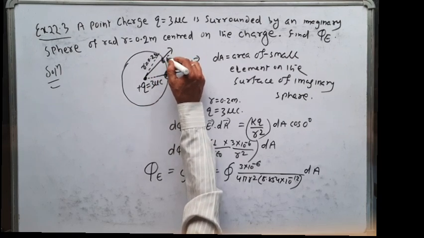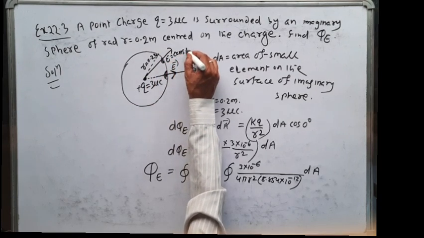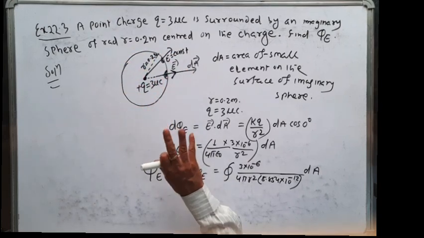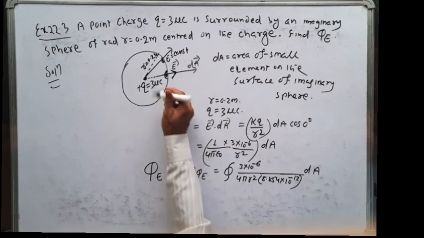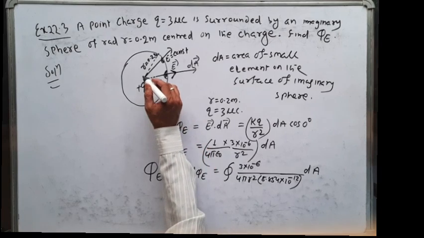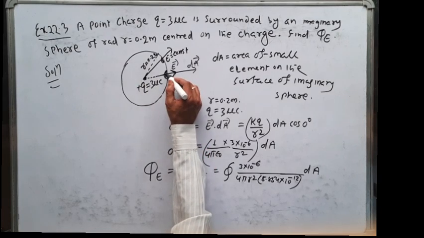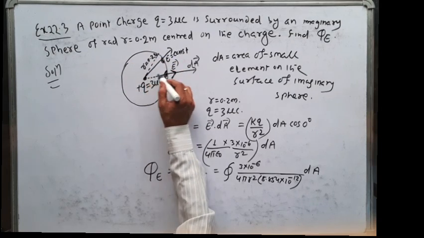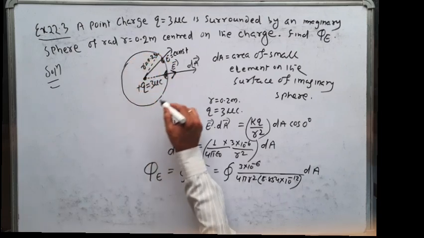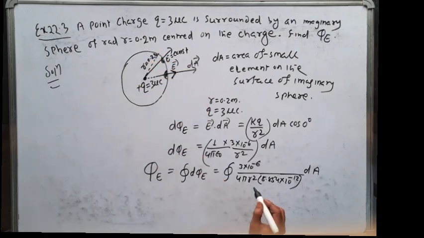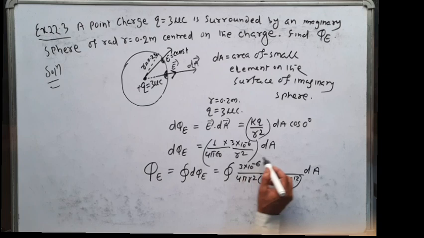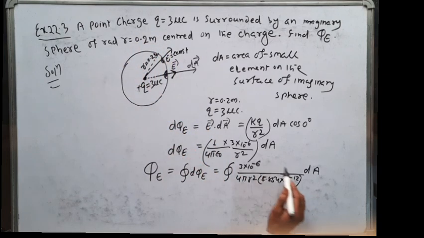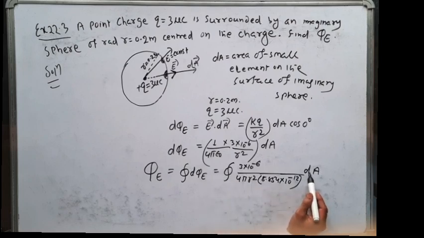Electric field intensity magnitude is constant over the whole surface of the sphere, because suppose in a football, if you keep a charge at the center, from the center to any point on the football surface, the distance is the same, and the charge is the same. So the electric field intensity everywhere remains constant. So only you have to integrate the area.